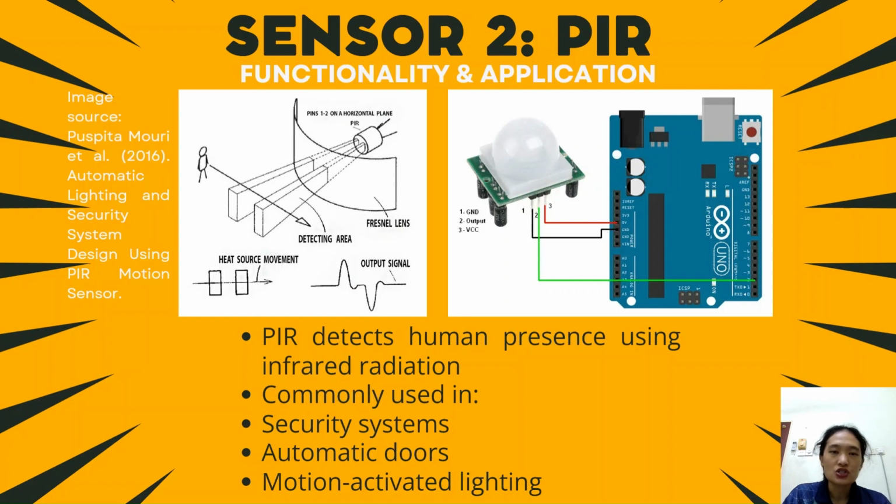This diagram shows the working principle of the PIR sensor. The Fresnel lens focuses infrared radiation onto the sensor. When a human moves, the change in infrared radiation produces an output signal, which indicates motion detection.